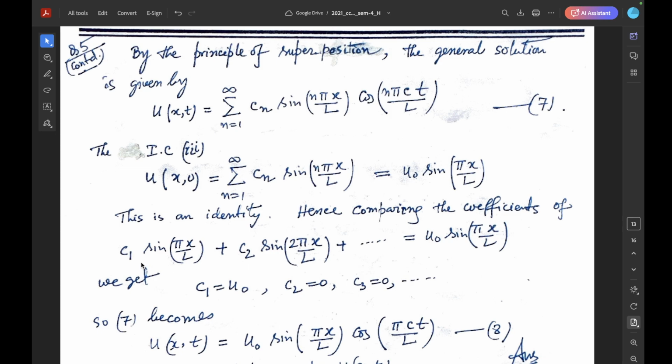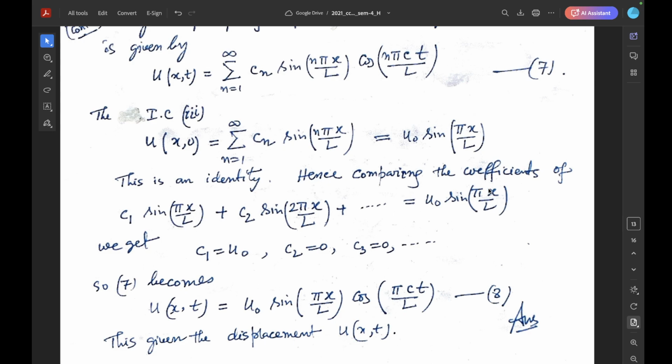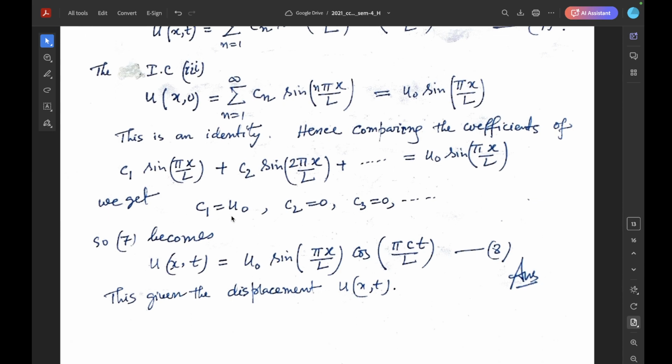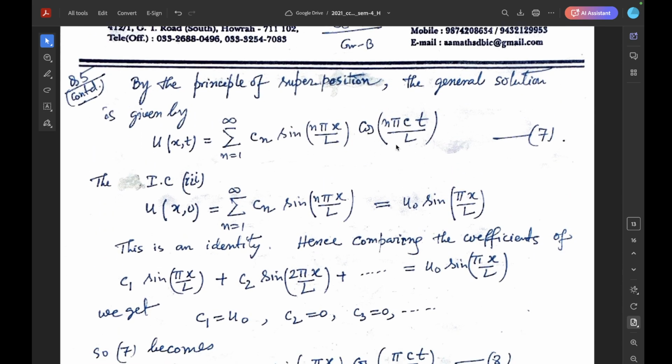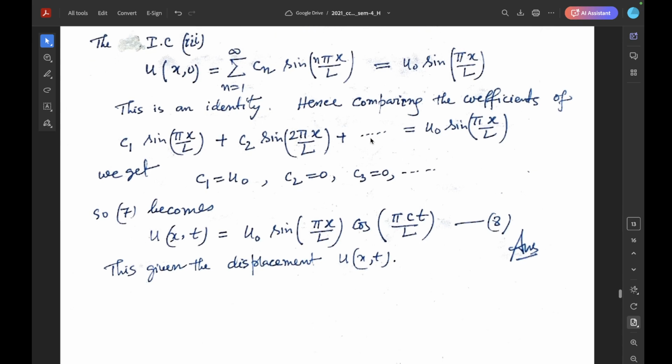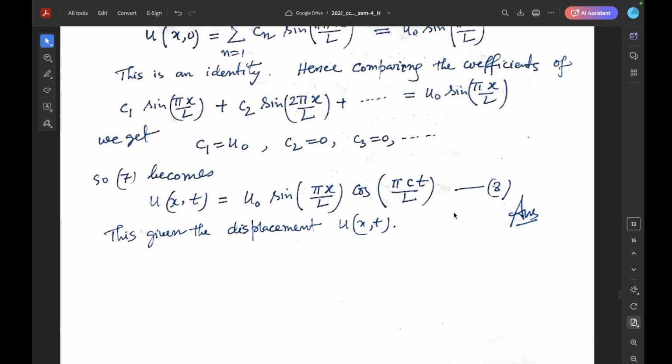Hence, comparing the coefficients, expanding this we get C1 sin(pi x/L) plus C2 sin(2 pi x/L) plus ..., and this equals the right-hand side. Comparing the coefficients, C1 must be equal to u0, and C2, C3 and the rest are all 0. So C1 equals u0. So equation 7 becomes u(x,t) equals u0 sin(pi x/L) cos(pi ct/L). All other constants C2, C3, C4 are equal to 0. Hence this is the required displacement. This is the answer.